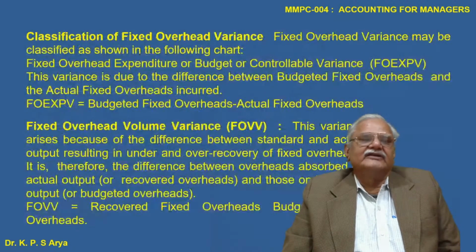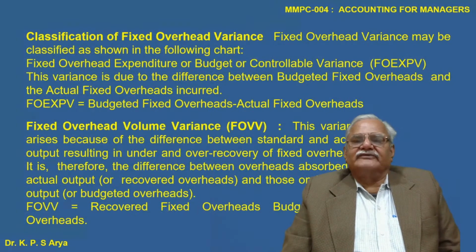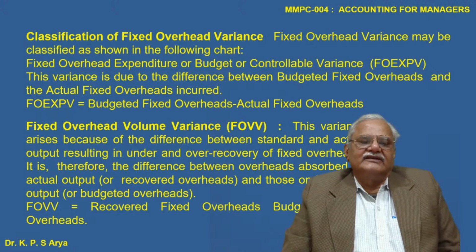during the same period. The fixed overhead variance may be classified as shown in the chart: fixed overhead expenditure, or budgeted or controllable variance. This variance is due to the difference between the budgeted fixed overhead and the actual fixed overhead incurred.